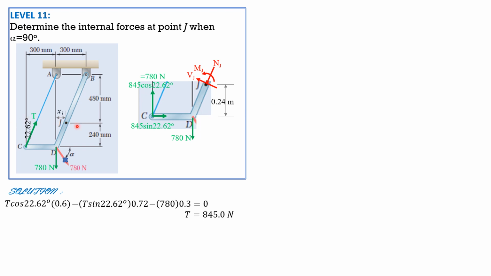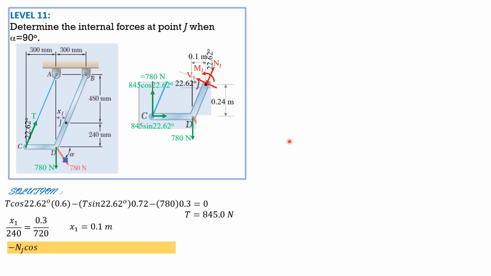So first, summation forces, the angle, remember, is 22.62. And let's solve this distance x1 by similar triangles. So x1 is to 240 as 300 is to 720. So x sub 1 is equal to 0.1 meter. So this distance is 0.1 as shown. Then this is 22.62 degrees also, same as that. And VJ makes an angle with the horizontal of 22.62 also.